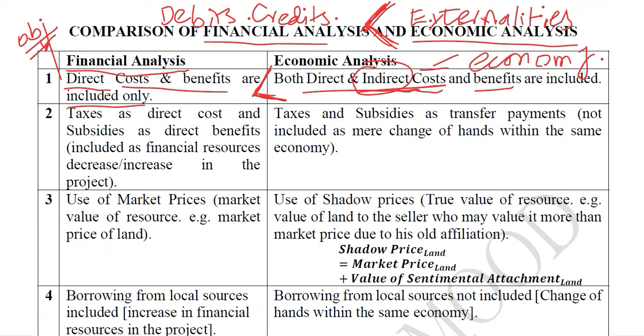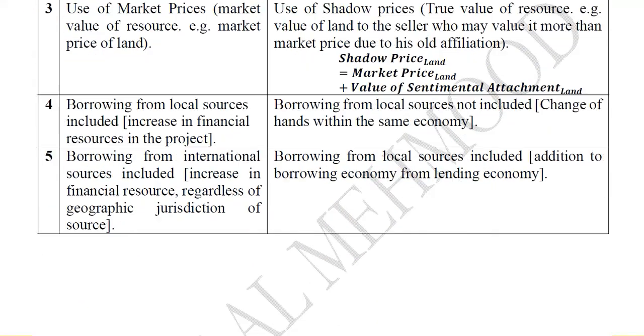Now let's compare the two types of analyses in the light of transfer payments. The transfer payments are composed of taxes and subsidies. They are treated as direct costs and direct benefits, depending upon whether it is a tax or a subsidy, in the financial analysis. Whereas the taxes and subsidies are not included in our economic analysis. For this, we should come to this sketch. This sketch will enable us to better understand this.